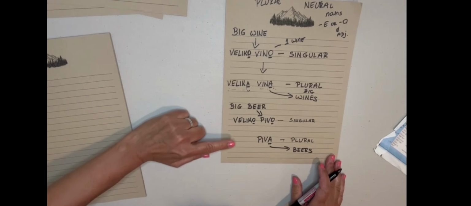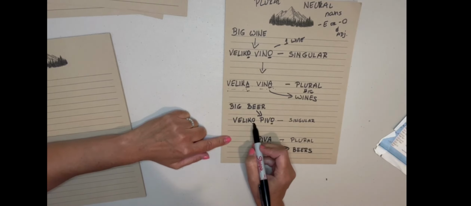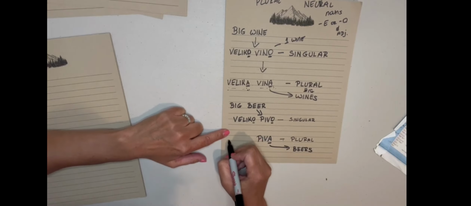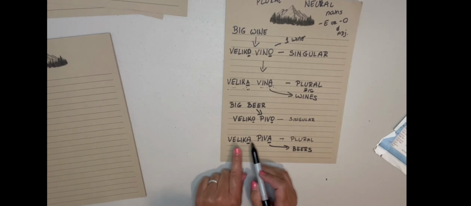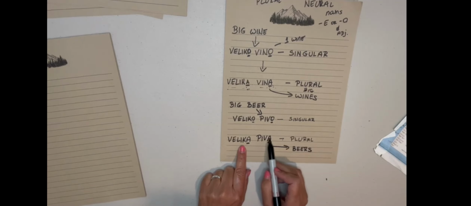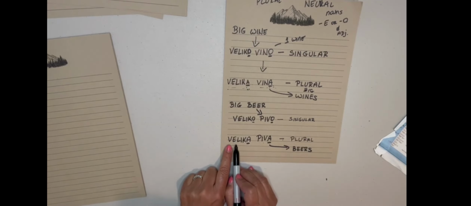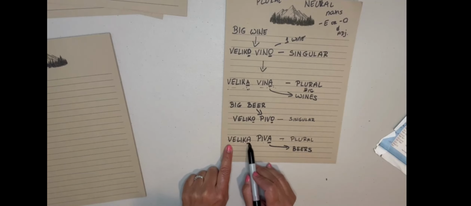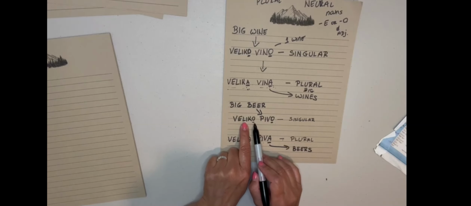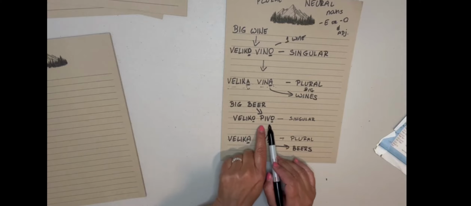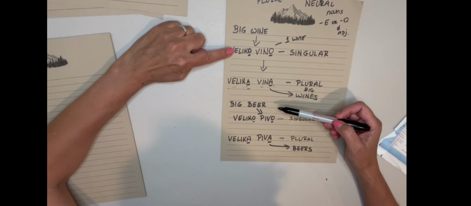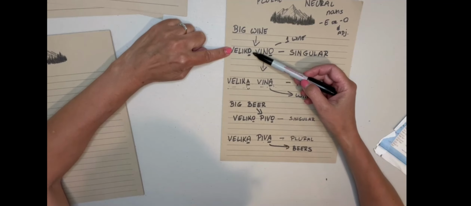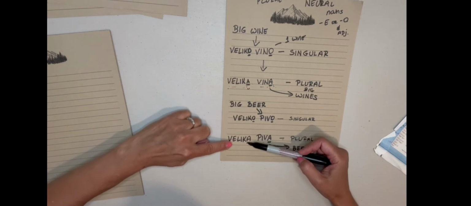My adjective needs to be neutral, and it also needs to be plural. My O will change to an A because it needs to be velika. It needs to match my neutral noun. This is my neutral plural noun. So my adjective needs to be neutral, velika piva. This is my neutral singular adjective, veliko pivo. So the adjective is the one that changes, right? It changes from singular to plural, O to A.